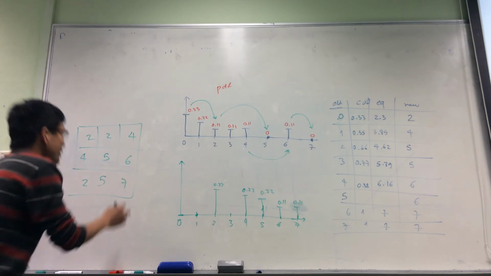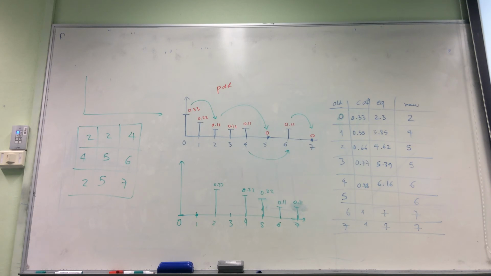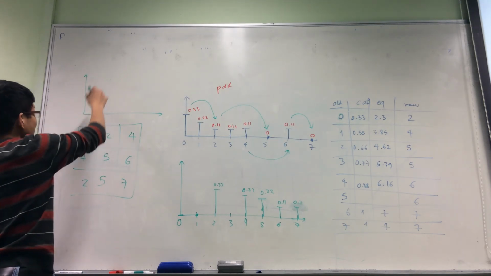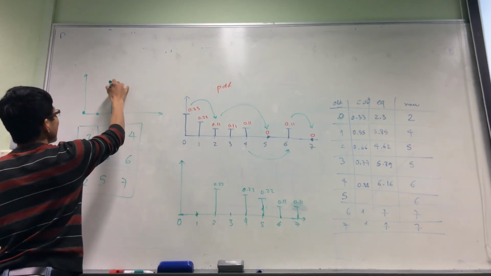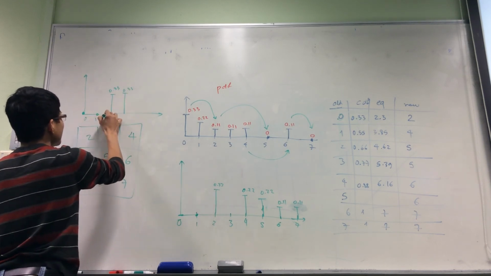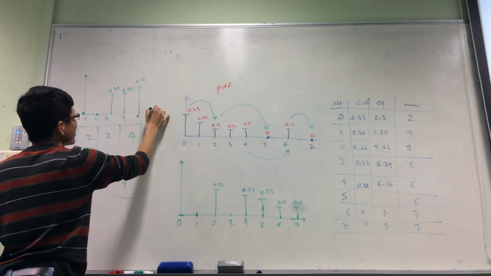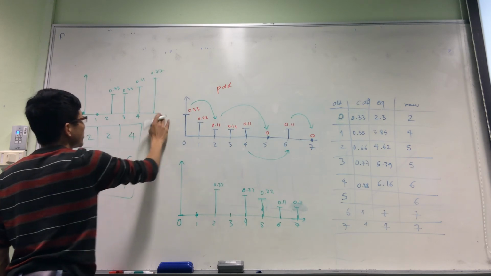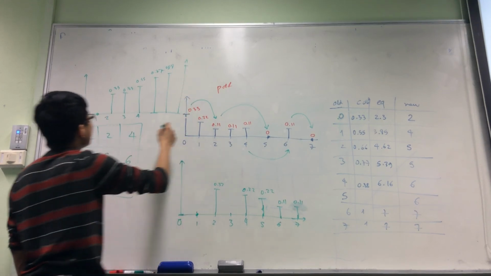In this question, do we need to do this? No, we don't need to draw that. But to show you how it looks after: the first will be 0.33, the next one will be 0.33, then 0.55, 0.77, 0.1. There you go. It's better, right?